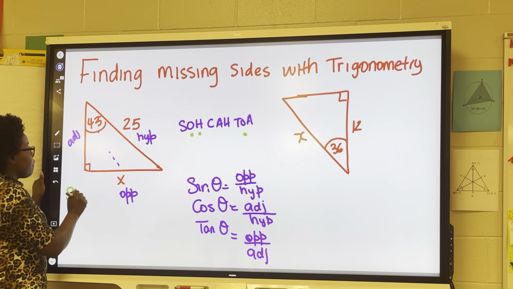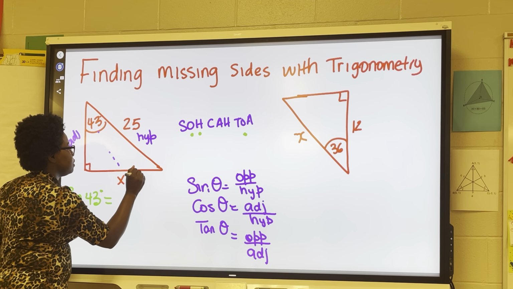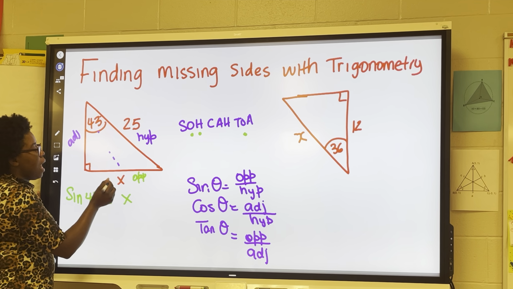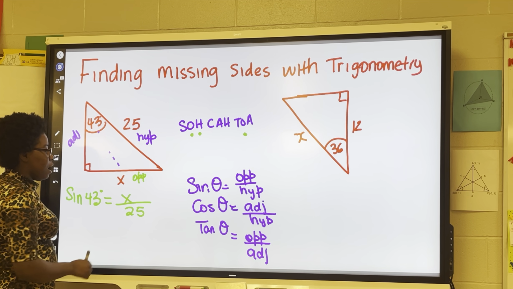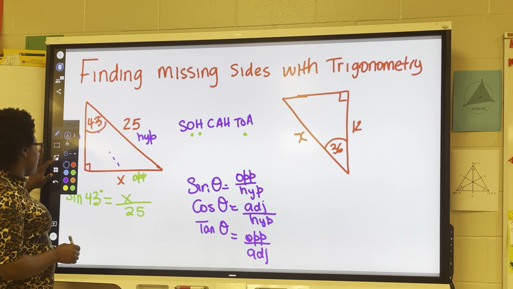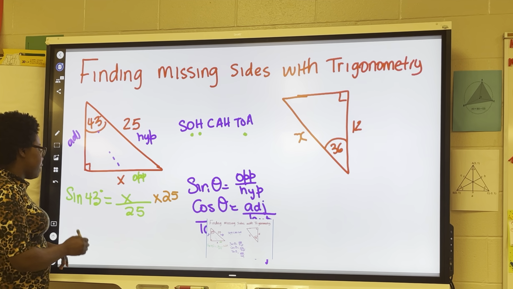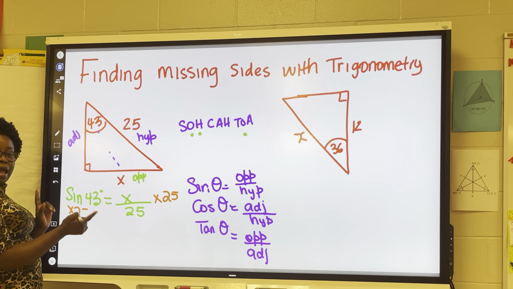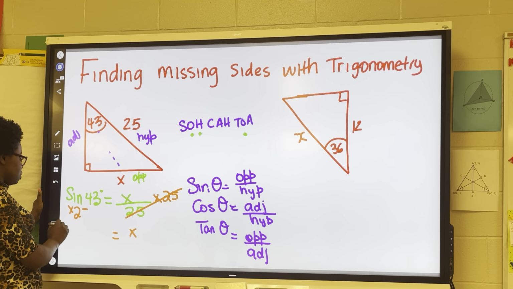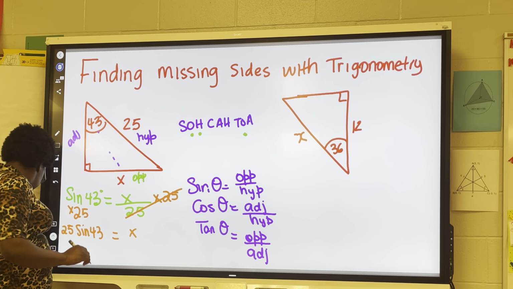So sine of the angle 43 is equal to the opposite side, in this case x, over the hypotenuse, which is 25. Once you have that, your goal is to solve for x. On this side, we simplify by multiplying by the denominator, which is 25, on both sides. You multiply by 25 to cancel the 25 on the other side. And so x is equal to 25 sine of 43.